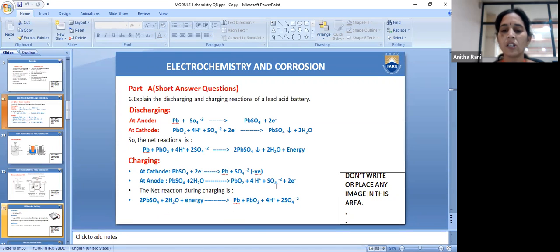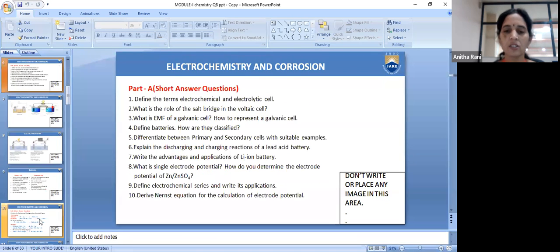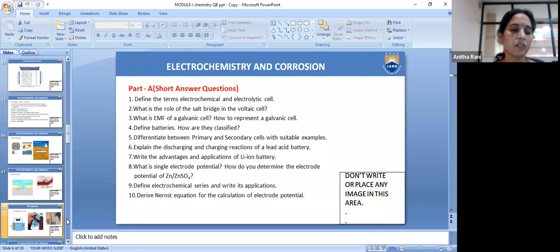So these are the reactants: anode, cathode and electrolyte. You have to write these reactions to explain the discharging and charging reactions of the lead acid battery. Next question: write advantages and applications of the lithium-ion battery. Advantages and applications you have to write.